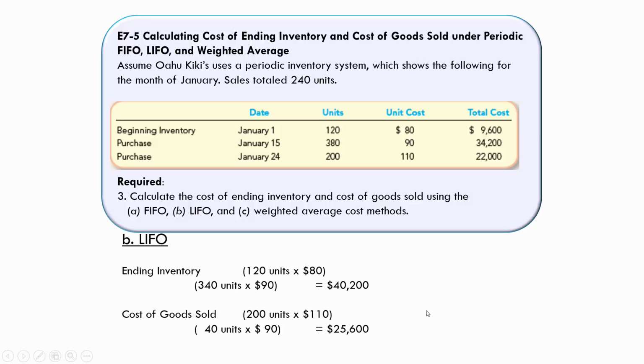Same problem under LIFO. Again, we're selling 240 units, and it's last in, first out. So our cost is coming from the last stuff first. $200, 110, that's 200 units. We had 40 more, and it's going to come from here. So we're going to have 40 times 90 here for cost of goods sold. So 200 from 110 and 40 from 90 to get 25,600. And then you can work backwards in this and figure out where our ending inventory is going to be.